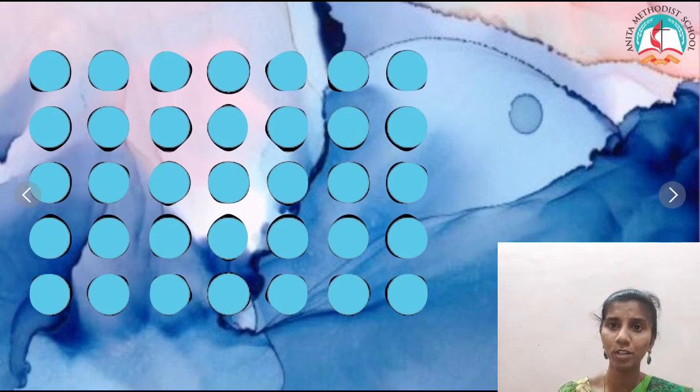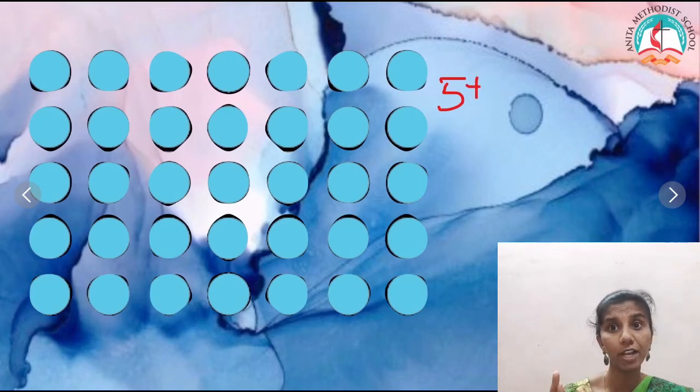Count and tell me how many rows and how many columns. Finish. Shall we check? 1, 2, 3, 4, 5. So how many rows do we have? 5 rows. So we'll write 5. Next, how many columns? Shall we count the columns? 1, 2, 3, 4, 5, 6, 7. So we have 7. So how will you write?